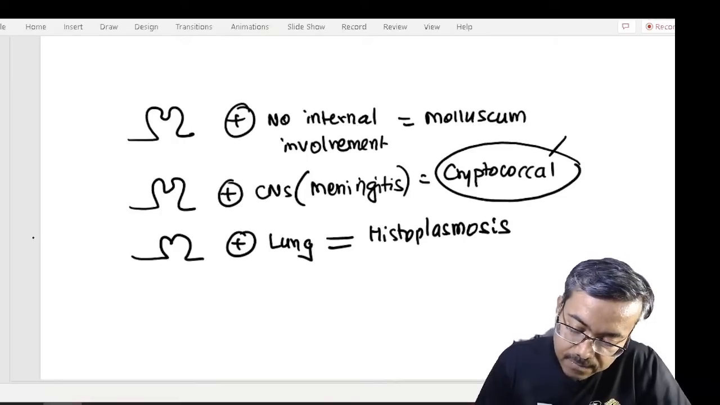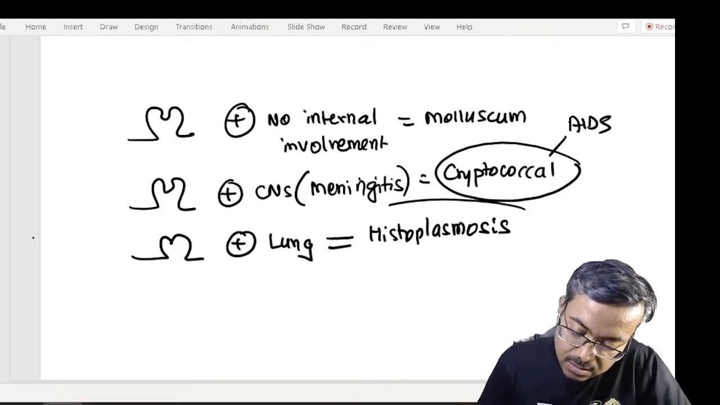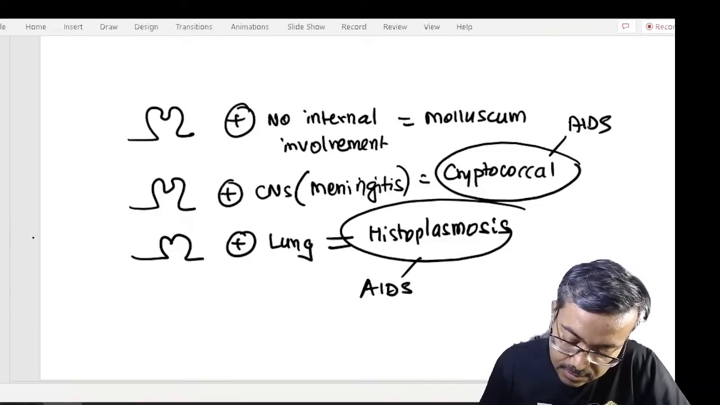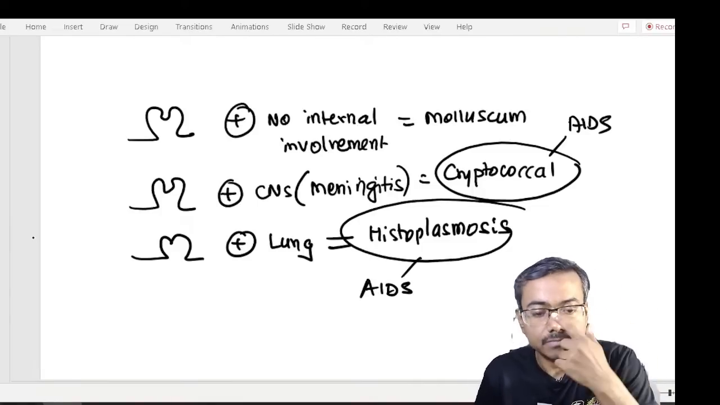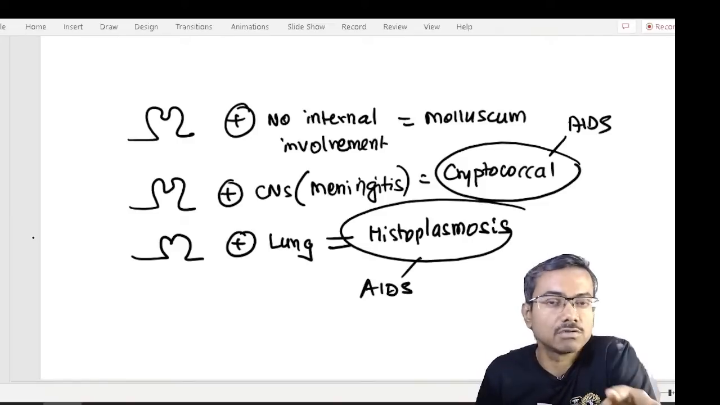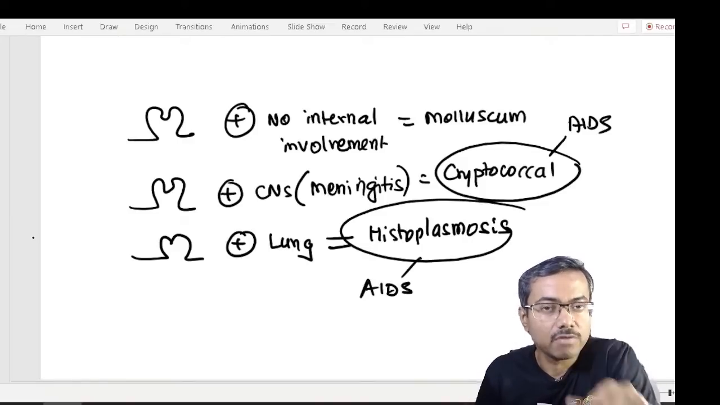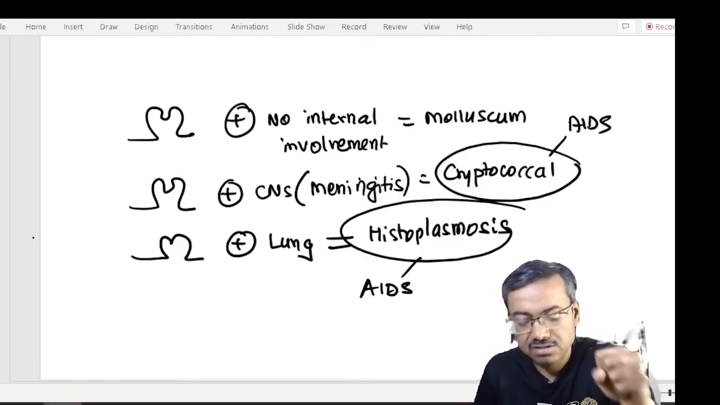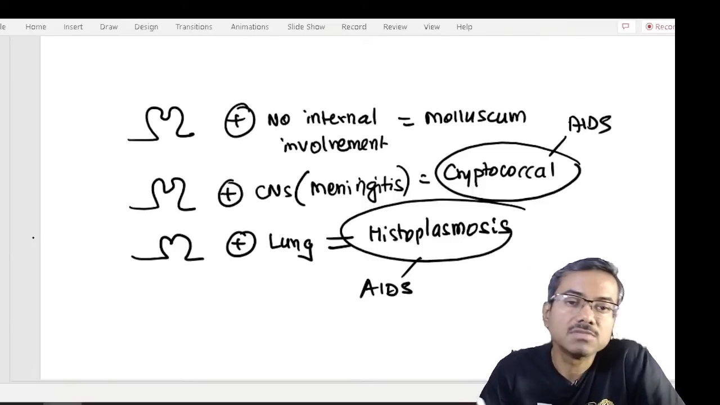This is in AIDS. This again is in AIDS, meaning it's an AIDS-defining illness. It happens with very low CD4 counts, less than 200. When you have AIDS, you can have this systemic involvement, and these are molluscum-like diseases. Got it?